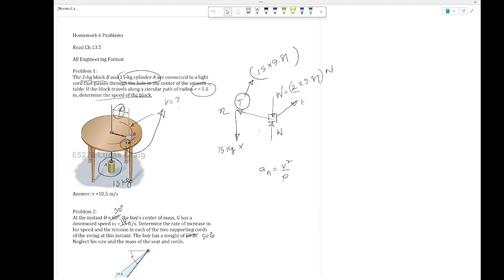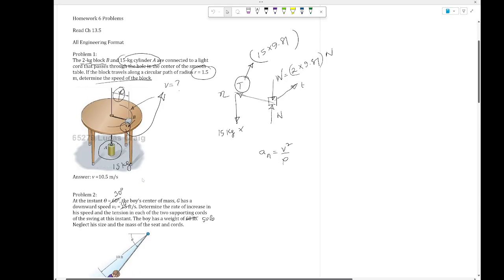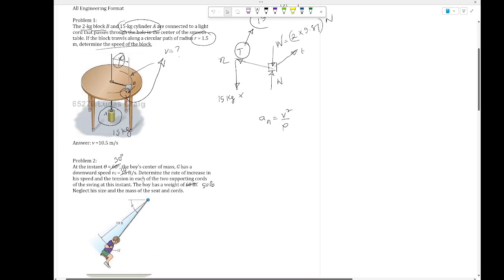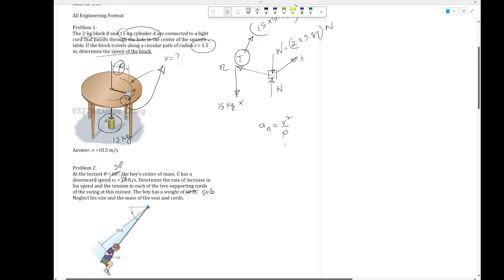You have these masses, 15 kg and 2 kg. I have to explain a little of what I'm writing here, for accessibility purposes. Then you have the velocity v and rho. Rho is the radius of curvature, in this case 1.5 meters. And an is the acceleration in the normal direction, v is the velocity, and rho is the radius of curvature, which is 1.5 in this case.